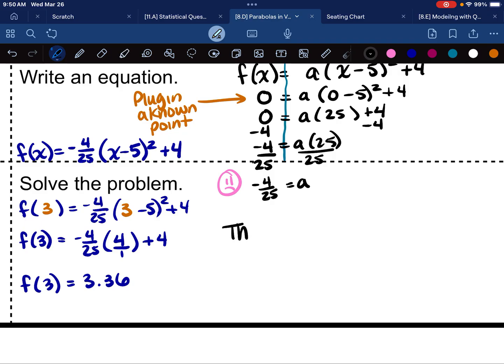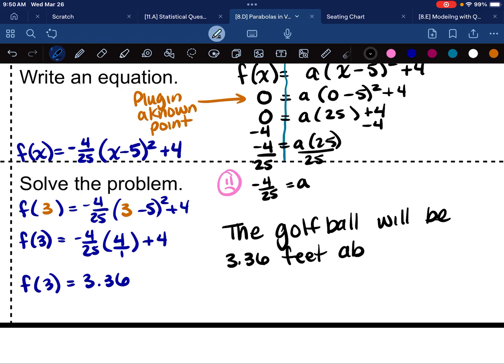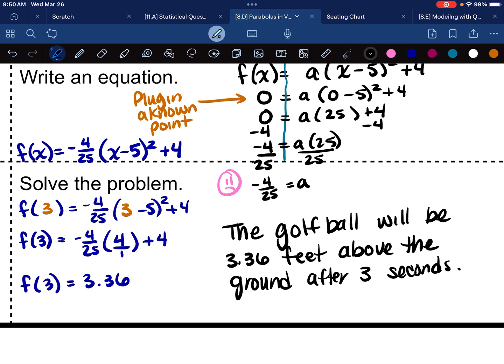Now, because this is a word problem, I do need to make sure to give it a word answer. So I'm going to say the golf ball will be 3.36 feet above the ground after 3 seconds. So the more detail that you add when you're writing your answer out, the more clear it is that you understand what's going on here.